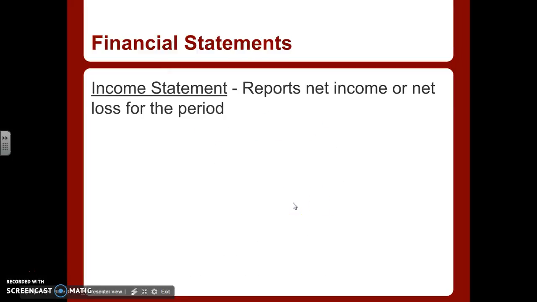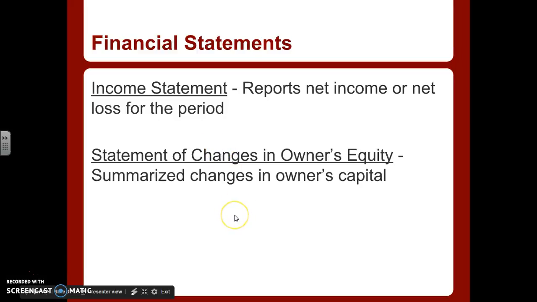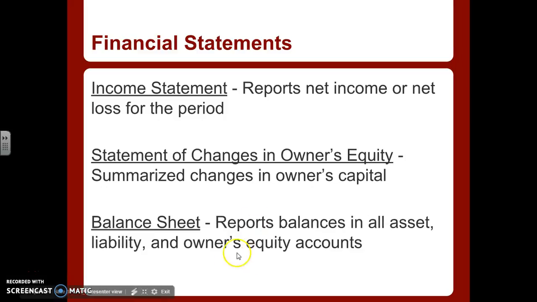Now, the three financial statements that you're going to learn how to construct are the income statement, which reports net income or net loss for the period; the statement of changes in owner's equity, which summarizes changes in the owner's capital account; and the balance sheet, which reports balances in all asset, liability, and owner's equity accounts.